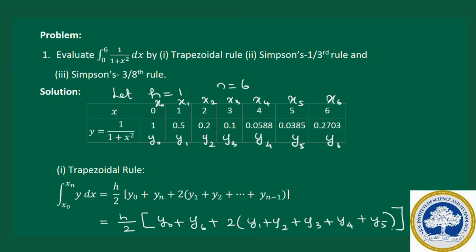So while doing the problem, we have to write the formula like this depending upon the number of data given in the question. Now directly we can substitute all the values of y here. Simplifying this, we will be getting the answer for trapezoidal rule.